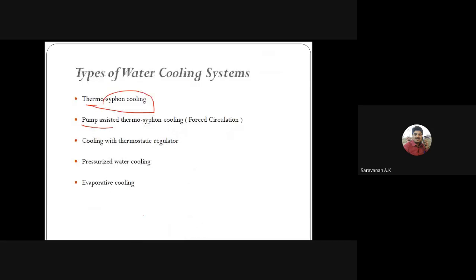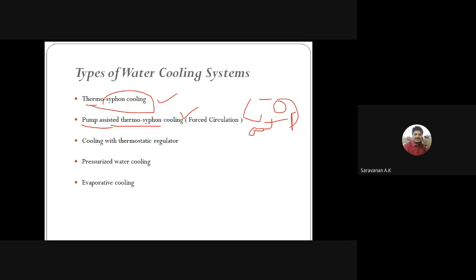Here you can see we have five types of cooling systems. One is the thermosiphon cooling system, and the second one is the pump assisted cooling system. In this pump assisted cooling system, we have introduced two terms: the thermostat and the centrifugal pump, which assists the thermosiphon cooling. The pump helps to pump the low-temperature cooling water to the engine, where it absorbs the heat, and then it passes to the radiator.